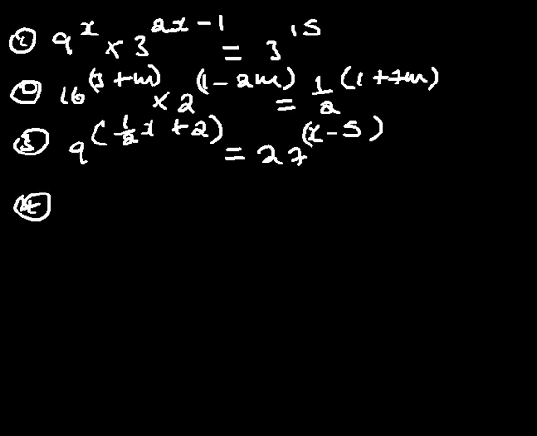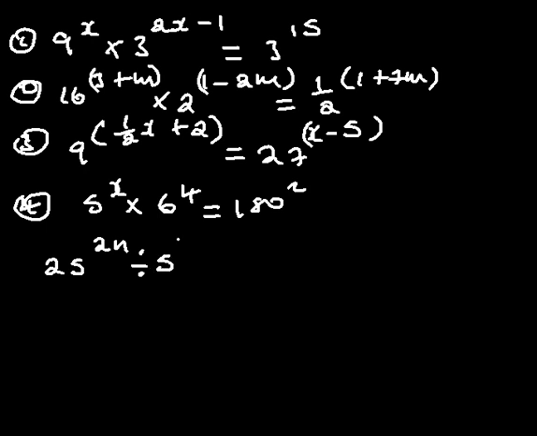And let's say we have 5 to the power x times 6 to the power 4, which is equal to 180 to the power 2. So how do you think we can solve that? And let's say we have 25 to the power 2n divided by 5 to the power n, which is equal to 5 to the power 6. How do you think you can solve for n there?